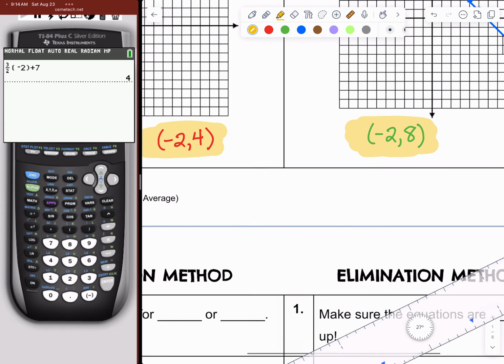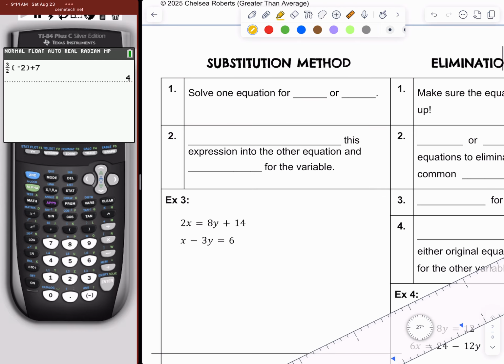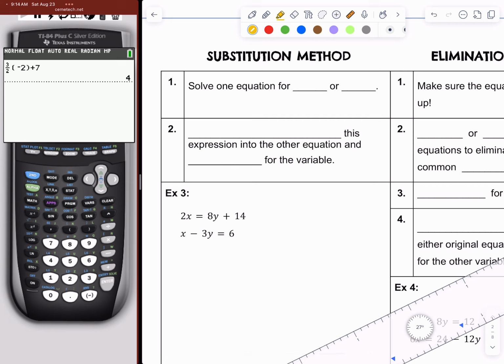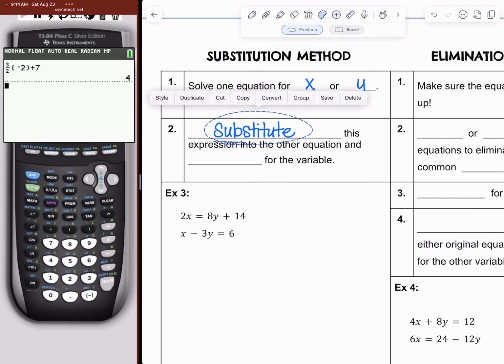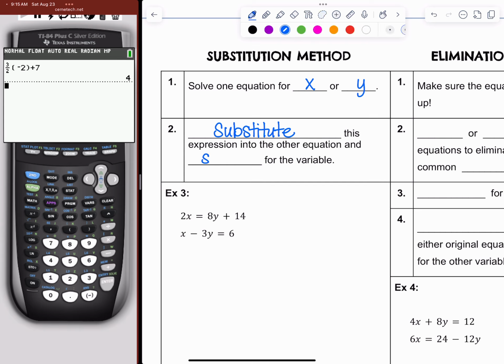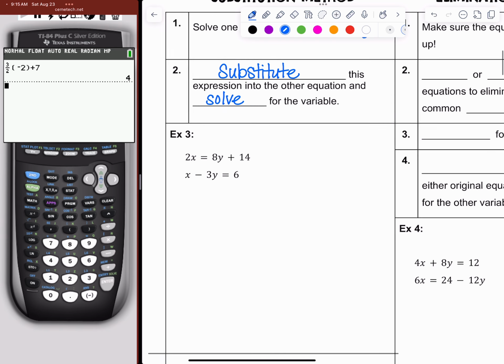All right. So now let's talk about the substitution method. With the substitution method, what you do is all in the name. It says substitution, so that means to replace something, take something out and replace it with something else. So you're going to solve one equation for either x or y. It does not matter. Once you do that, you are going to then substitute this expression into the other equation, and you're going to solve for the other variable. So let's look at example 3.